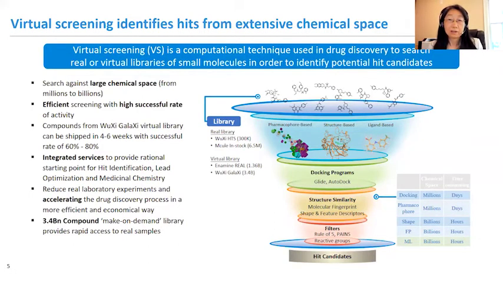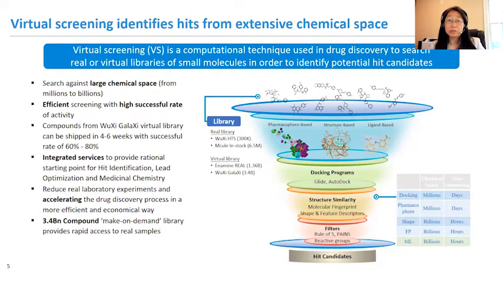utilization these days. Virtual screening is a computational technique to search in real or virtual libraries of small molecules in order to identify potential hit candidates. Here we use a small molecule as an example, but the technology can be easily expanded to include other therapeutic modalities, such as peptides or even oligonucleotides.